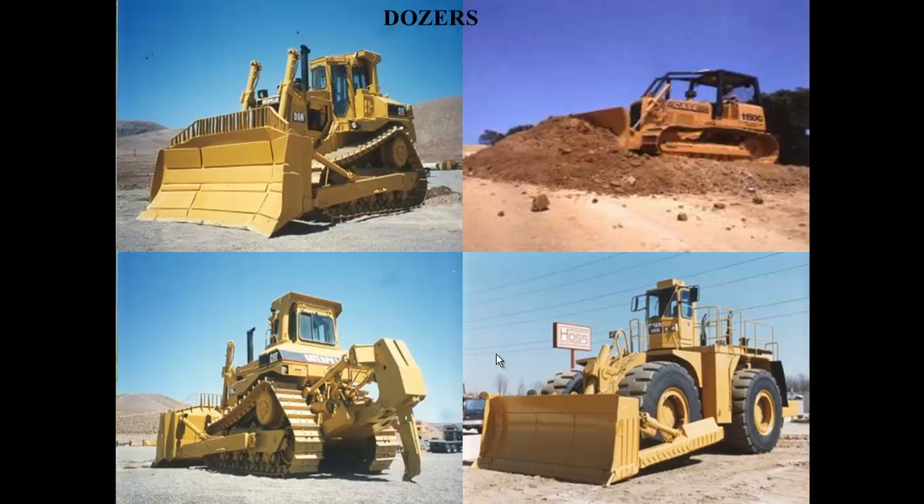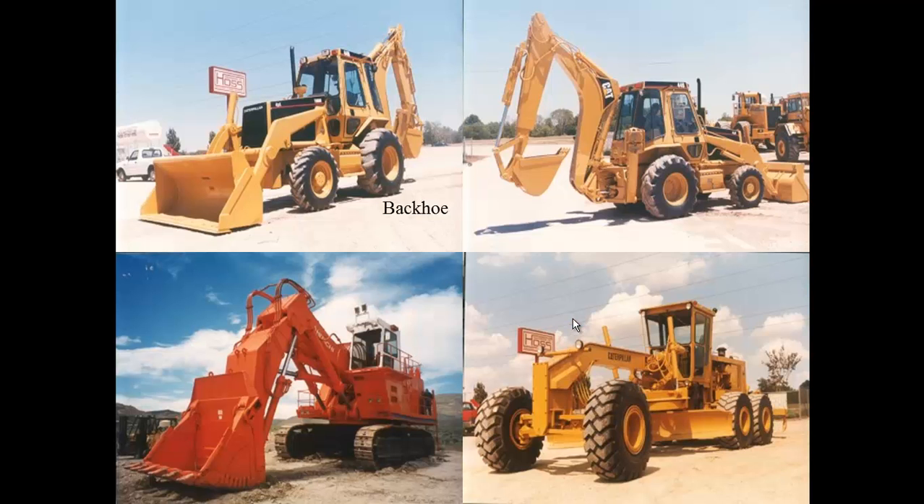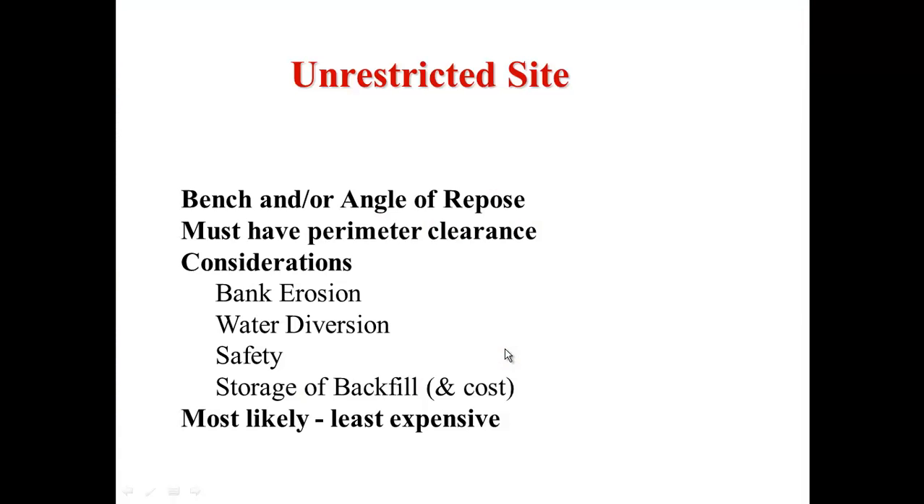Different types of equipment. Here's just some illustrations of some dozers you'd use for this earth moving equipment. Then we've got our excavators, your backhoes, your graders, your big excavator down here. If we have an unrestricted site to work in, where we can bench or create an angle of repose outside the surface, and must have perimeter clearance. In other words, if you're building in a narrow site that has another property owner on both sides of you, you may not be able to create that benched excavation or that angle of repose, which means you have to use a different building method.